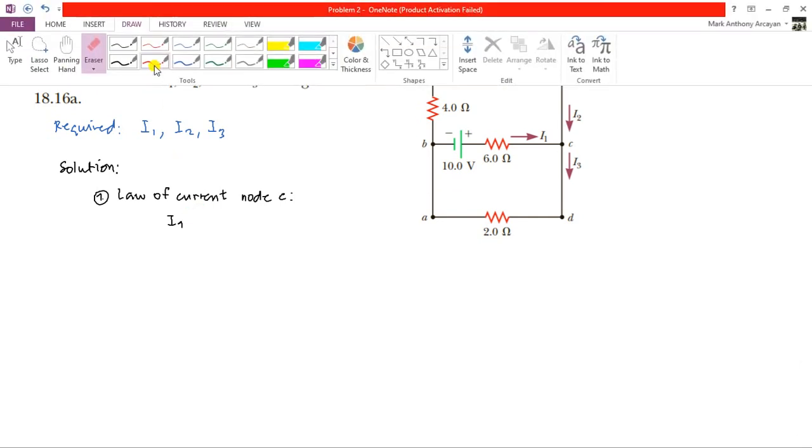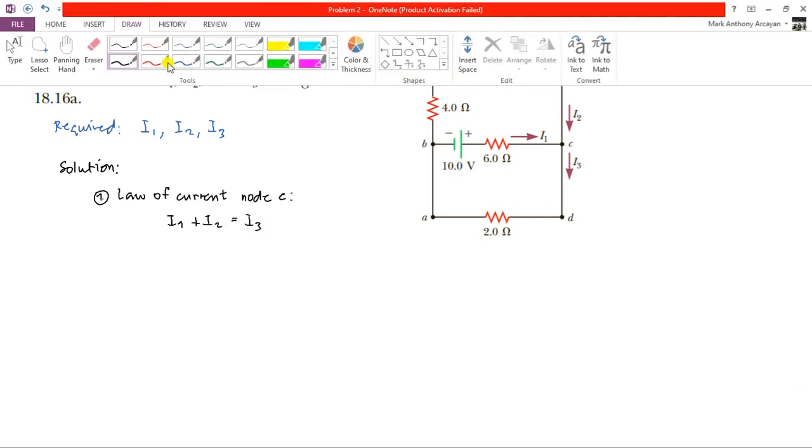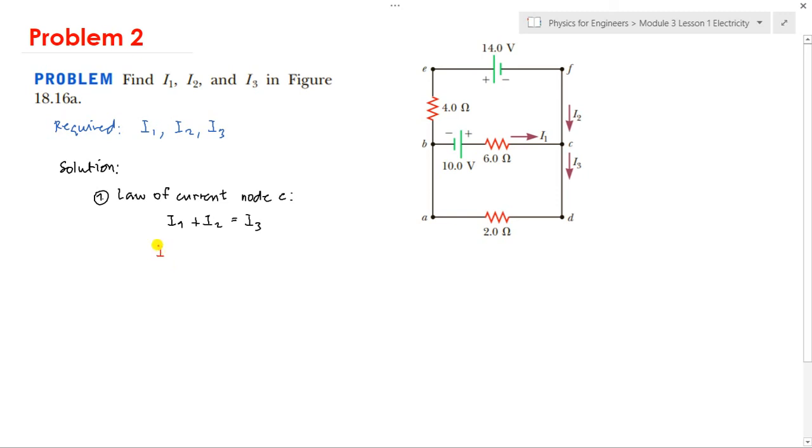So that would be I1 plus I2 is equal to I3. Rearranging in standard form, that is I1 plus I2 minus I3 is equal to 0. So this would be my equation 1. We have one, and we need at least three, so we need a second one.